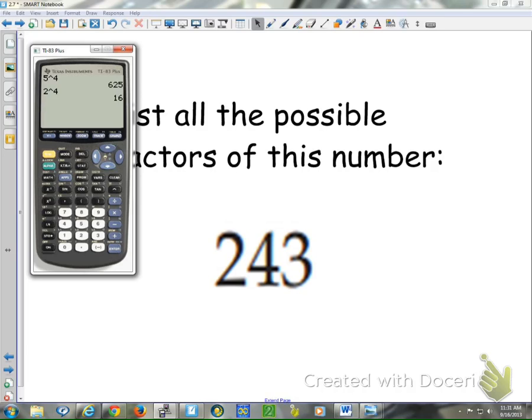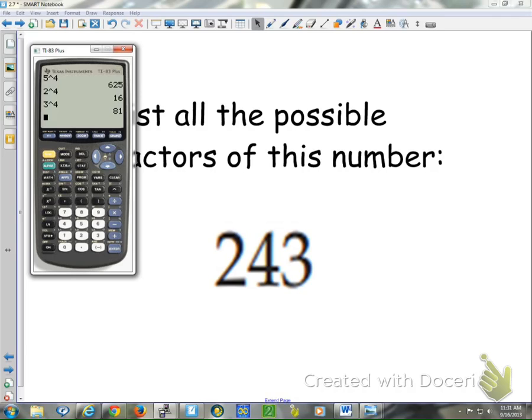We'll try it. 243 divided by 16. You're holding a calculator. No, it doesn't. So we're going to try a different perfect 4th. What about 3 to the 4th? 3 to the 4th, 81. Does that divide into this number evenly? Yes. Yeah, we just did that.